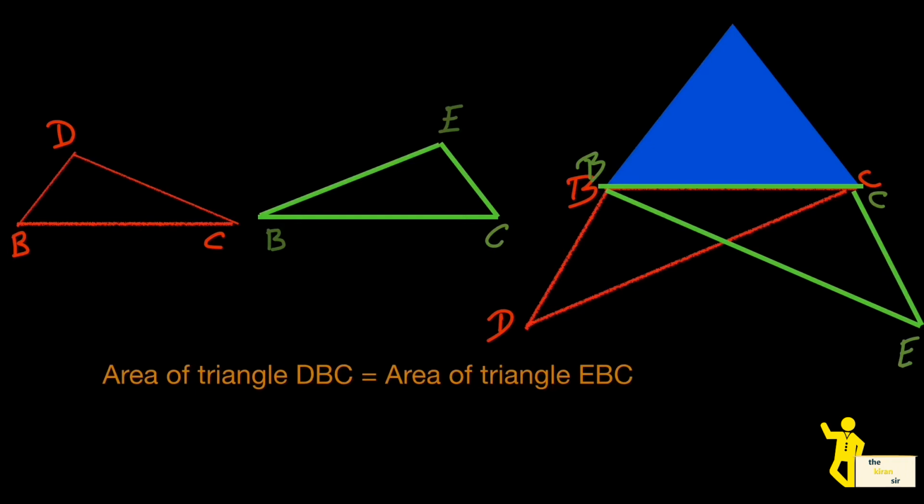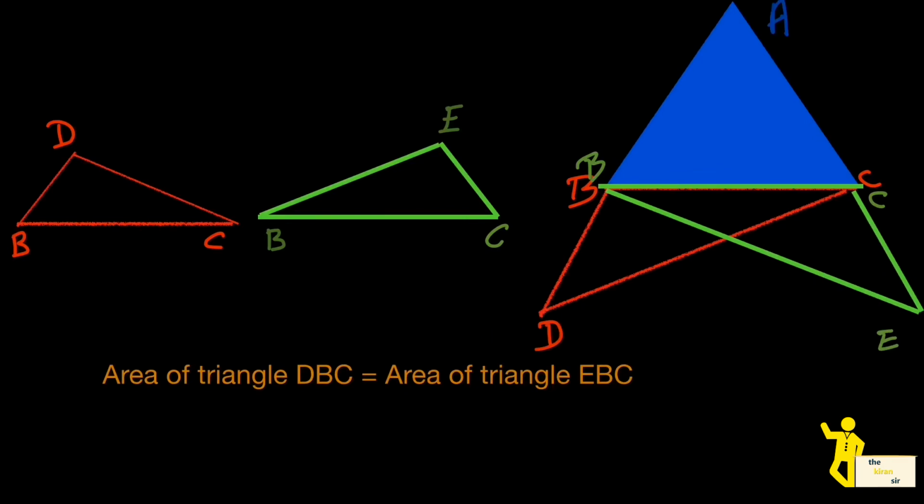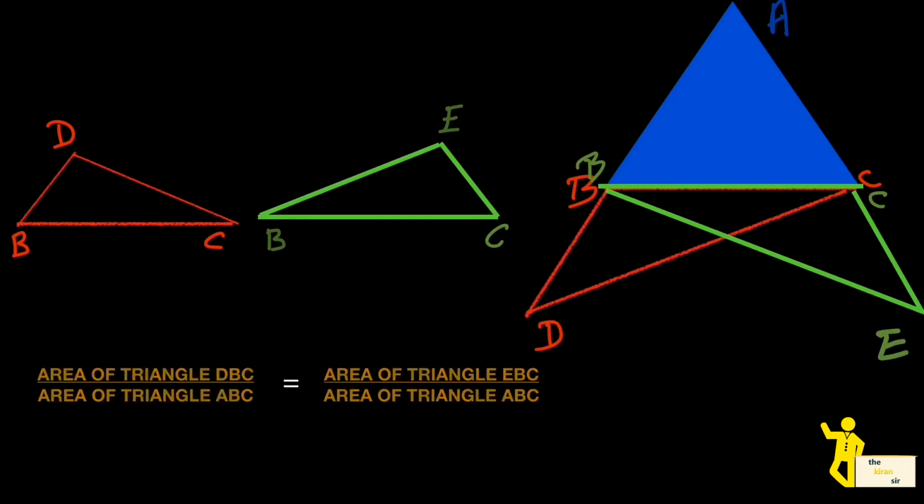Now what do we do with this blue triangle? We will divide both the sides by the area of this blue triangle ABC. So we already have area of triangle DBC is equal to area of triangle EBC. Now I will divide both the sides by area of triangle ABC. You can do that. You remember that if you divide two equals by an equal number, the result is always equal. So now this is what I finally get. Area of triangle DBC upon area of triangle ABC is equal to area of triangle EBC upon area of triangle ABC. I have divided the area of triangle ABC on both the sides.